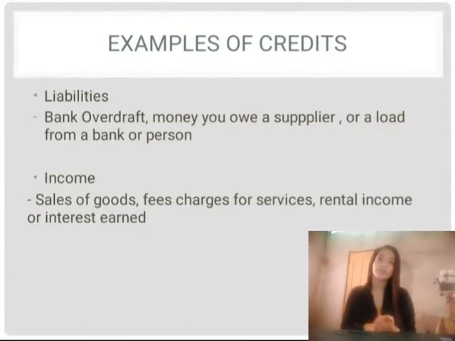Examples of credits are liabilities. Examples of liabilities are bank overdraft, money you owe a supplier, or a loan from a bank or person. Next is income: sales of goods, fees, charges for services, and rental income or interest earned.